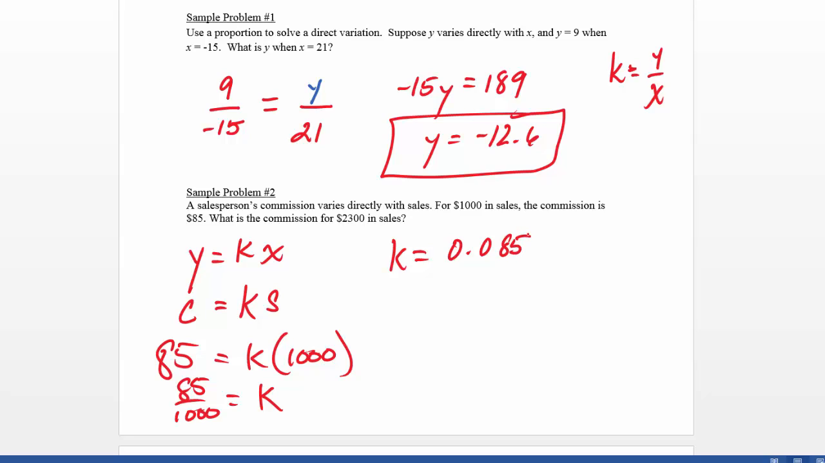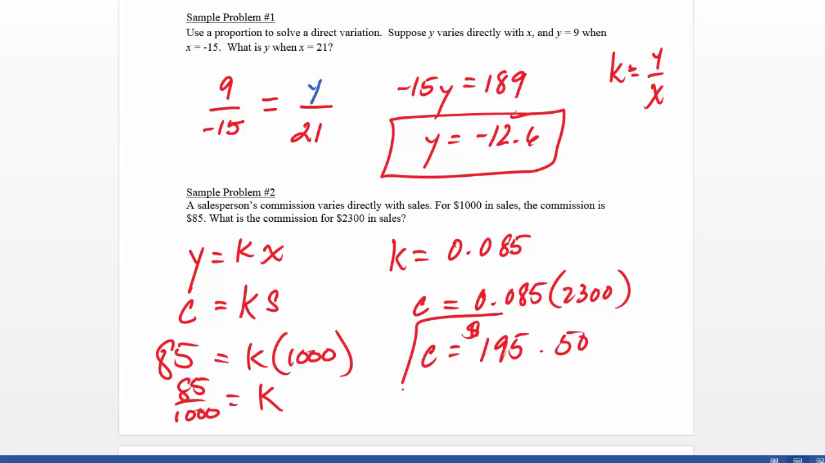Or if we want to break that down, that's 0.085. Now what we can do, it says what is the commission for $2,300 in sales? We can go back to this C, and now we have a value for k, 0.085, and then we want 2,300 in sales. So our commission for that would be $195.50.